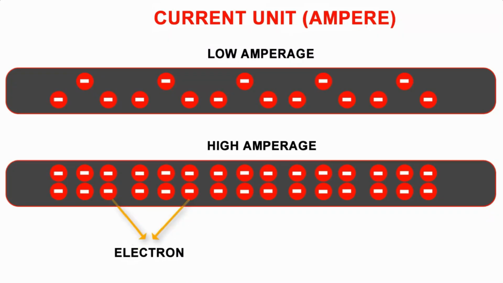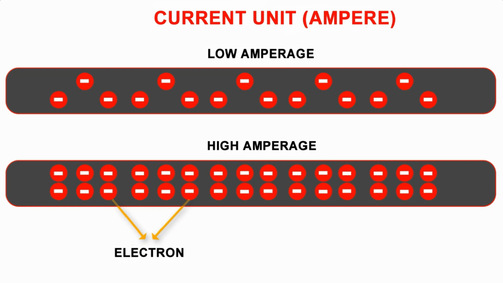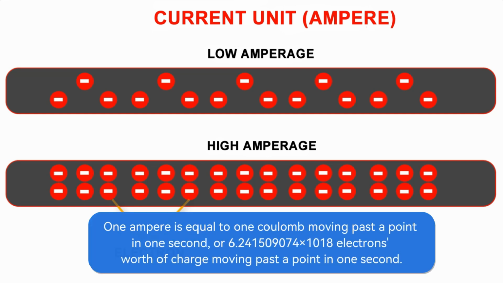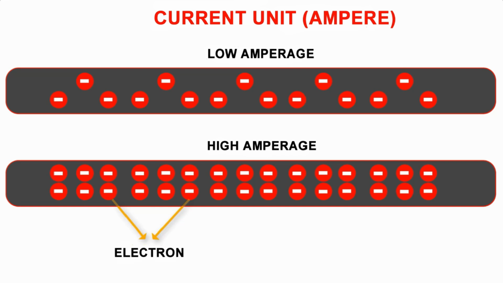Now let's examine the concept of ampere. Ampere is the unit of electric current. Just as the unit of voltage is volt, the unit of current is ampere. So what does an ampere mean to us? The unit of electric charge is coulomb and its symbol is C. If 1 coulomb of electric charge moves from one point to another in a second, this is defined as 1 ampere. Lower amperage indicates fewer electrons moving per unit time.